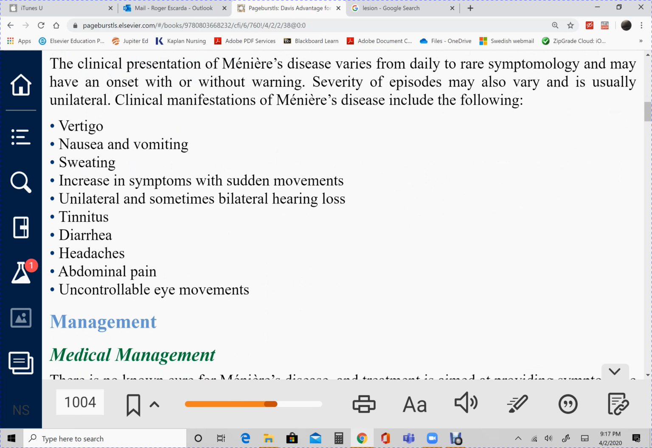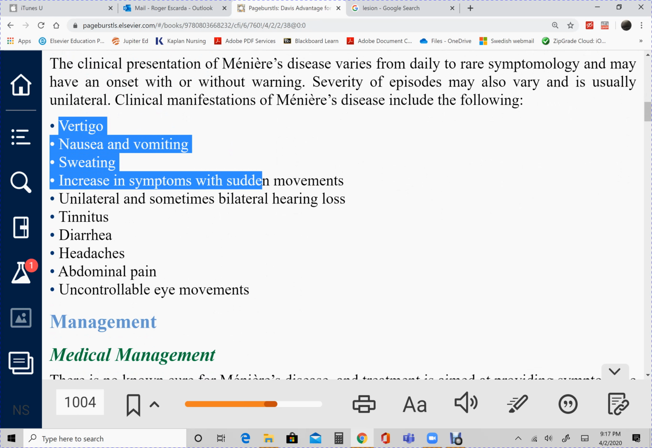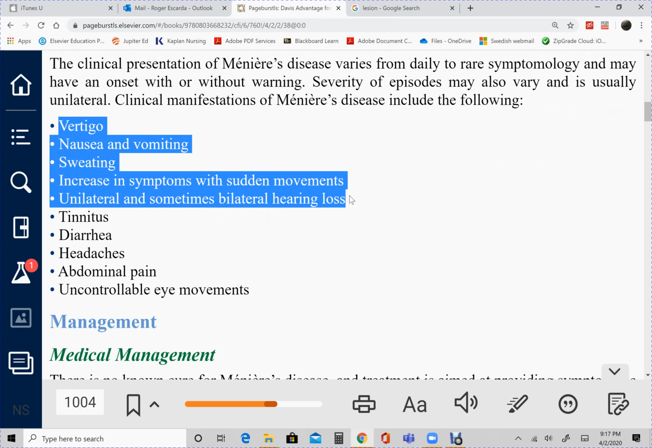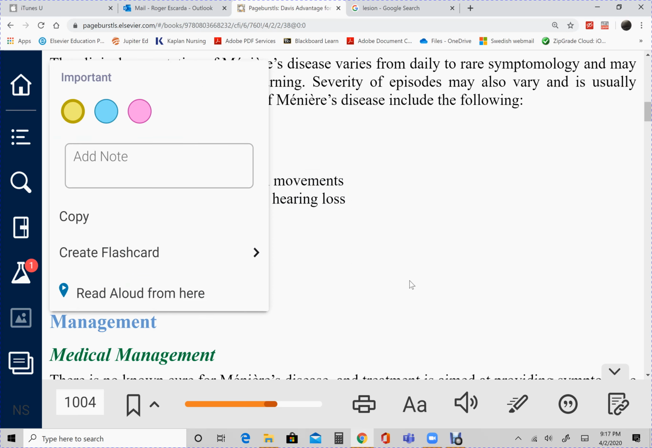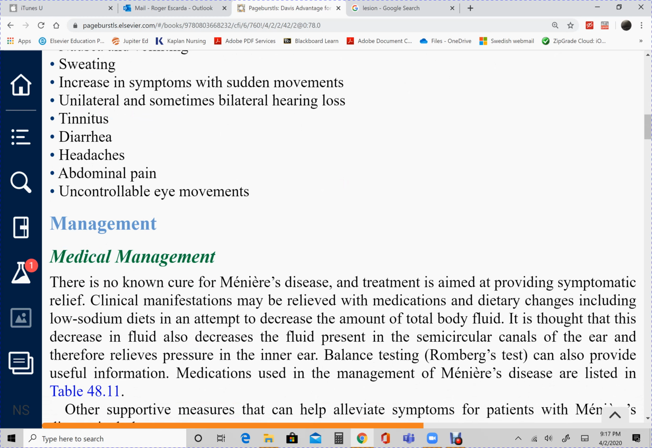Manifestations, obviously, we have 3 again. There's hearing loss, tinnitus, and vertigo. And vertigo will always be accompanied by nausea, vomiting, with sudden movements that will exacerbate the symptoms. Okay, and you also have uncontrollable eye movements. The medical term for that is nystagmus.